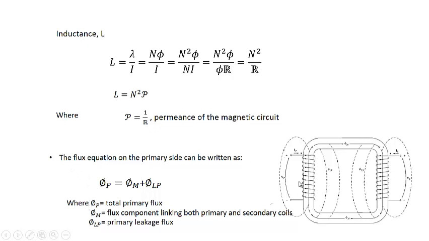Again, the flux equation on the primary side is phi p equal to phi m plus phi lp, as I have just told you. Phi p is the total primary flux, phi m is the flux component linking both primary and secondary coil, that is the mutual flux, and phi lp is the primary leakage flux.